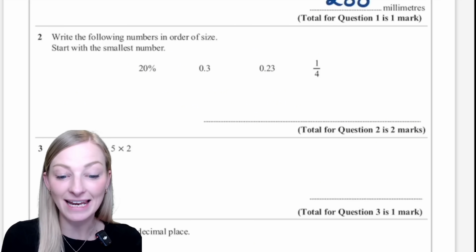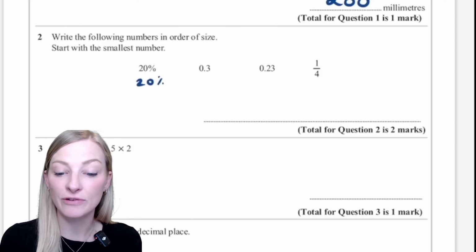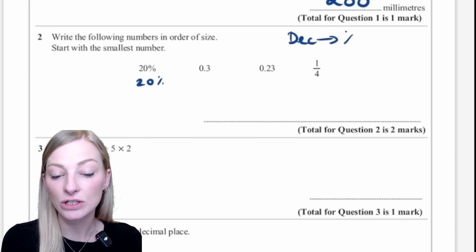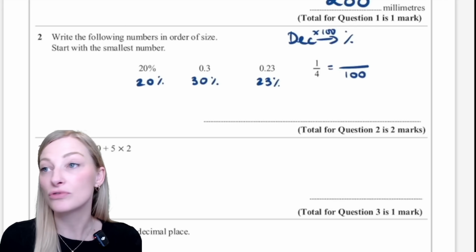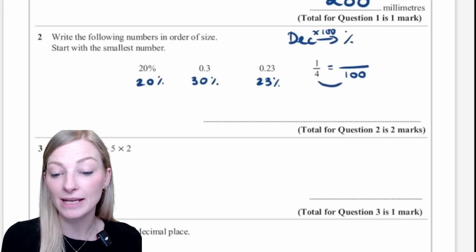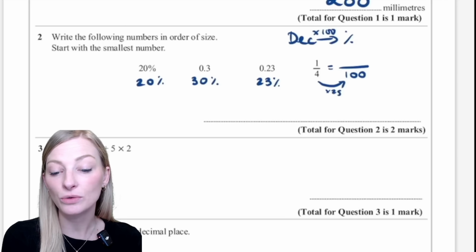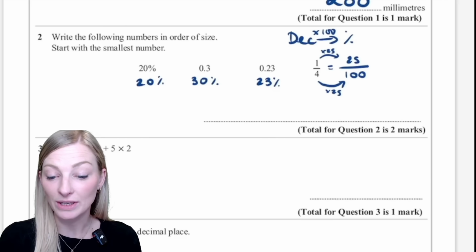So 20%, let's keep it percentage, 20%, 0.3. If I want to go from decimal to percentage, I'm going to multiply it by 100. So that would be 30%. 0.23 is 23%, and a quarter, if I want to make it out of 100, which would enable me to get it as a percentage, I need to multiply the denominator by 25 and also multiply the numerator by 25. So a quarter is the same as 25 out of 100, which is 25%.